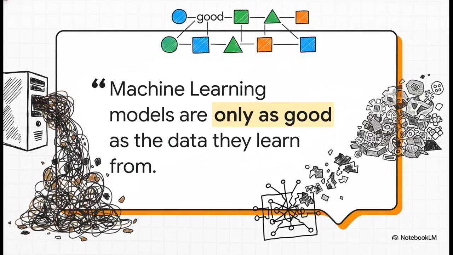And you can guess what kind of results you're going to get from that. There's a saying that just nails this idea perfectly. Machine learning models are only as good as the data they learn from. I mean, you can have the fastest computer on the planet, the smartest program ever written, but if you feed it junk data, you're going to get junk results. It's the classic garbage in, garbage out.